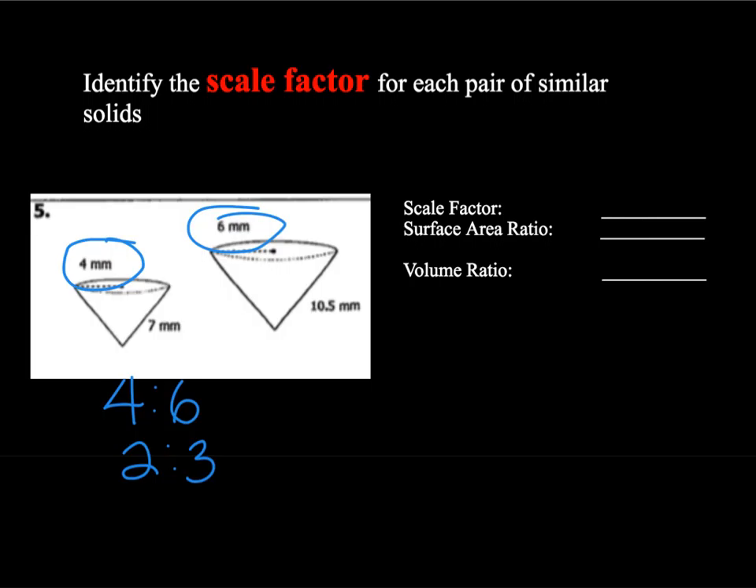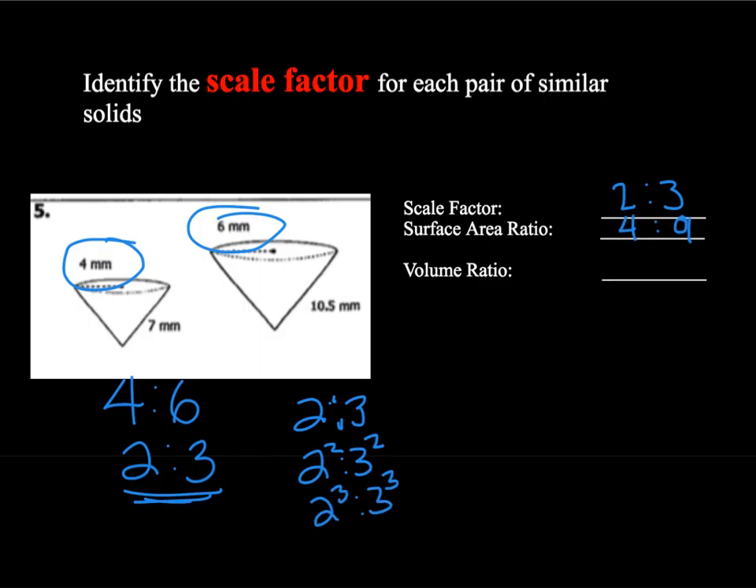All right, so we took one side to one side. We have 4 to 6. We simplify that, and we get 2 to 3. So our scale factor is going to be 2 to 3. Surface area is going to be 2 squared to 3 squared, which is 4 to 9. Volume is going to be to the third power, so 2 to the third power is 8, and 3 to the third power is 27.